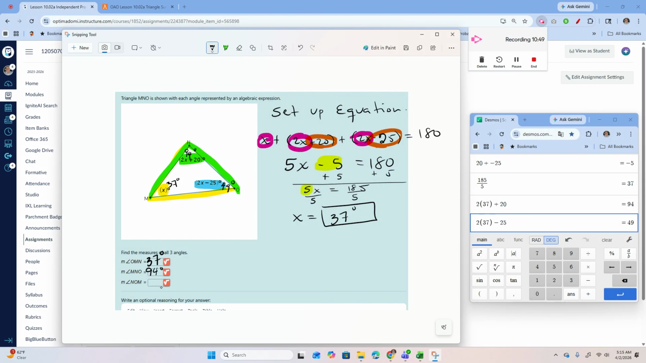And finally, NOM, as you can see here, NOM, that's the one in blue. So that will be 49 degrees. And that's it. That's how you do all of this. I hope this helps.